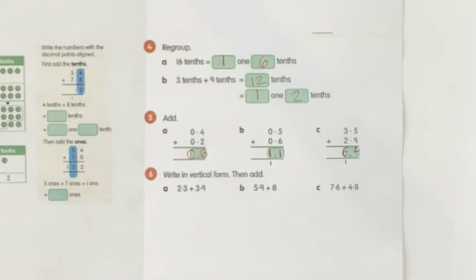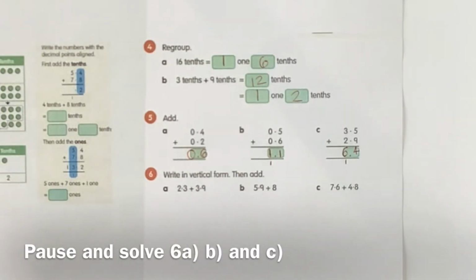Okay, well done. I'm sure you're doing really, really well at this. I know that when we're in school, we're really impressed with your addition. So this time, it's not been written out for you. Be careful. Make sure you are putting the ones in the ones column and the tenths in the tenths column. Pause and have a go at these 3, and then I'll go through the answers with you.